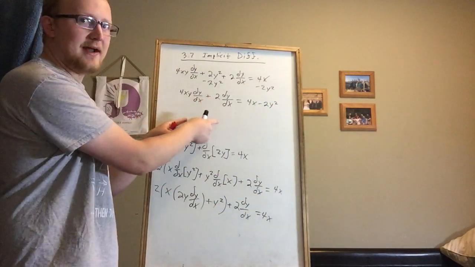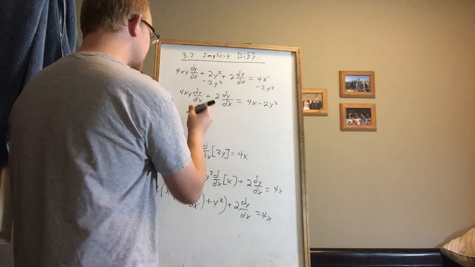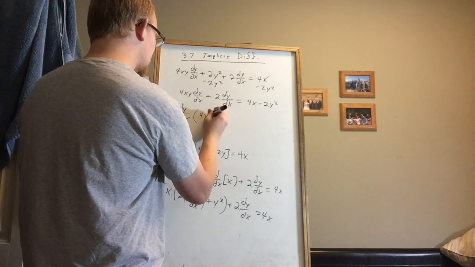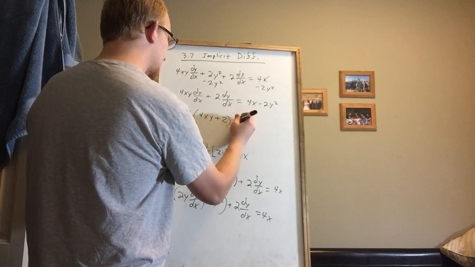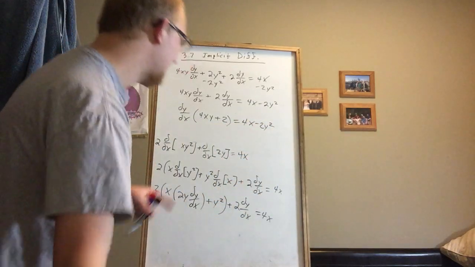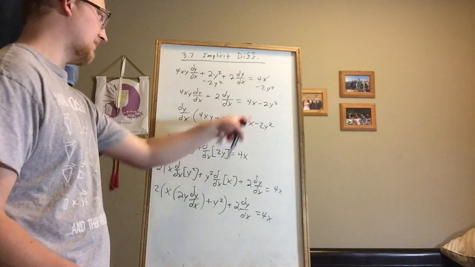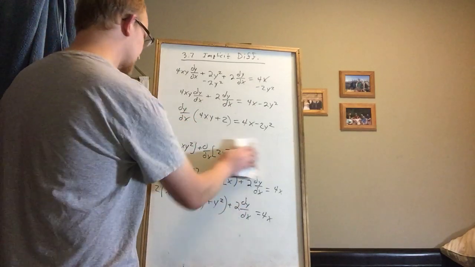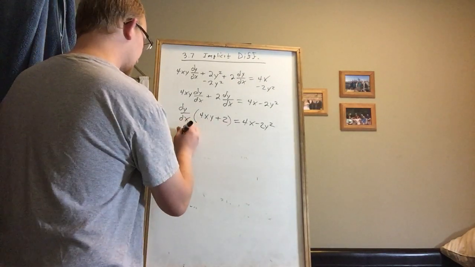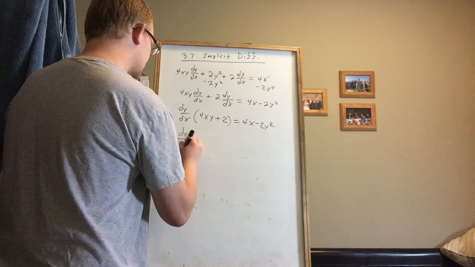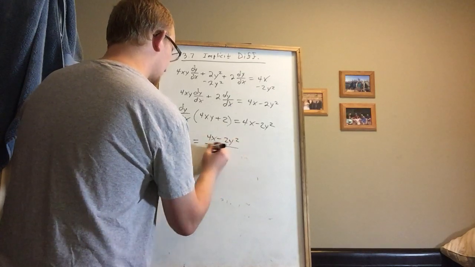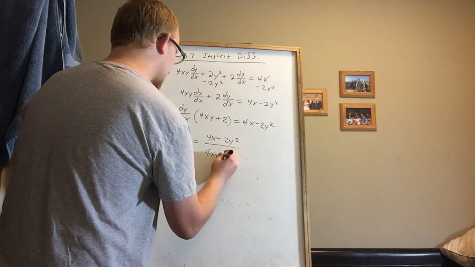Now we're going to factor dy dx out of both of these expressions. So we get dy dx multiplied by 4xy plus 2 equals 4x minus 2y squared. And then finally, the last step to get dy dx alone is to divide by 4xy plus 2 on both sides. And so we'll go ahead and do that. What we end up with is dy dx equals 4x minus 2y squared all over 4xy plus 2.